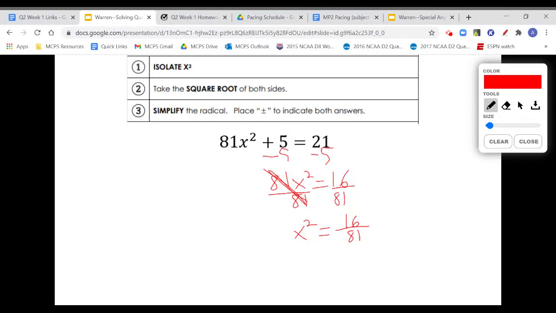And then after that, I want you guys to take the square root of both sides just like you would any other equation. And then we're left with x plus or minus. And again, if I type that in a calculator, it would come out to a weird decimal. So I'm just going to leave it like this. X is equal to plus or minus the square root of 16 over 81.